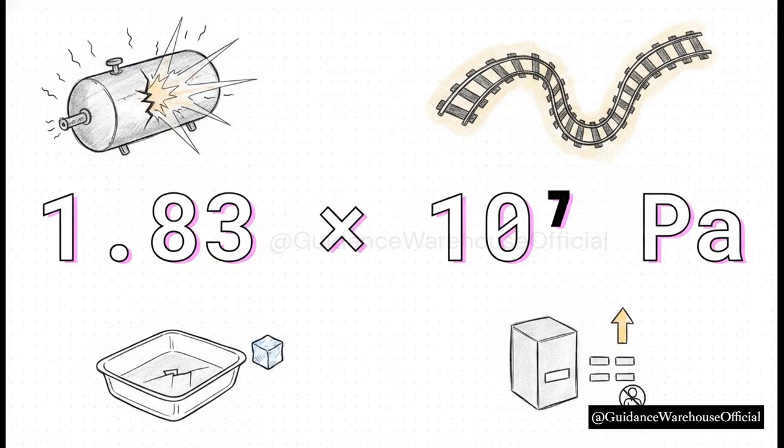If you perfectly sealed that gas tank and raised the temperature by 20 degrees, the constrained gas would fight back, exerting a pressure of 1.83 times 10 to the 7th pascals. To put that crazy number into perspective, that is roughly 2,500 pounds per square inch of outward pressure. It would blast apart a thick steel tank without breaking a sweat. That's exactly why railway tracks buckle in the heat, and why glass baking pans shatter if you cool them too fast. You simply cannot win a fight against thermal expansion.